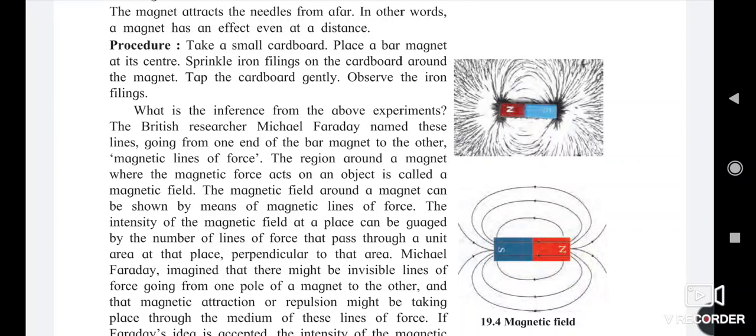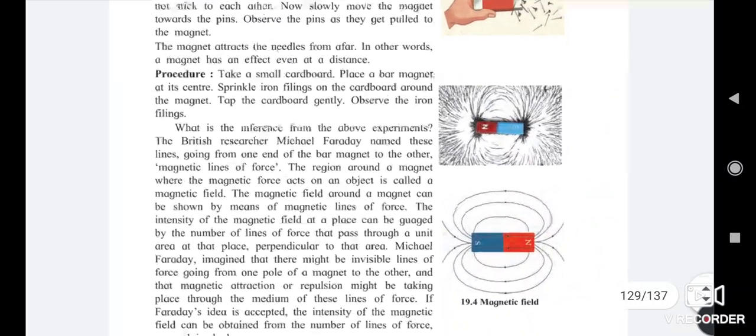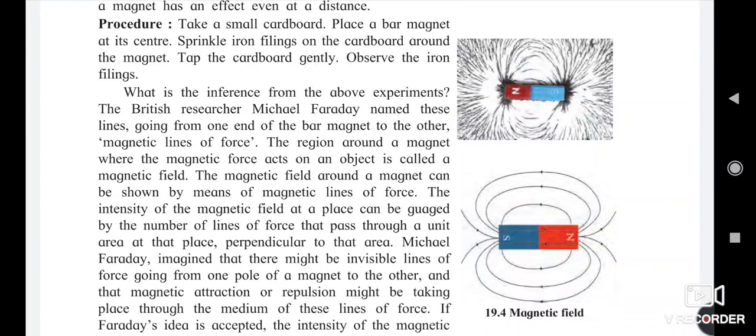The British researcher Michael Faraday named the lines going from one end of the bar magnet to the other magnetic lines of force. The region around the magnet where the magnetic force acts on an object is called a magnetic field. The magnetic field around the magnet can be shown by means of the magnetic lines of force. The intensity of the magnetic field at a place can be gauged by the number of lines of force.